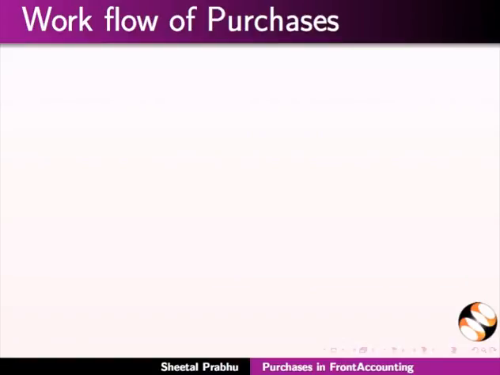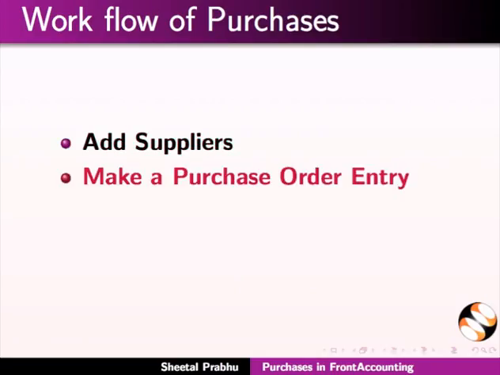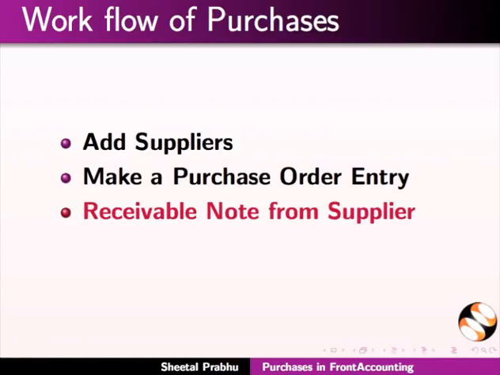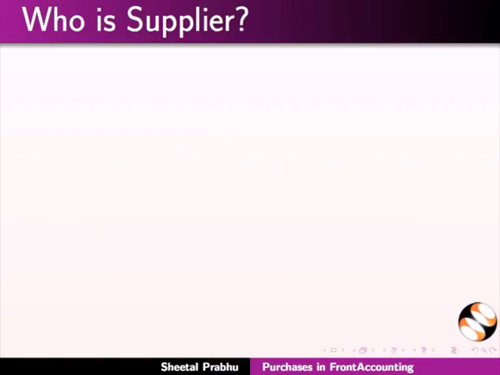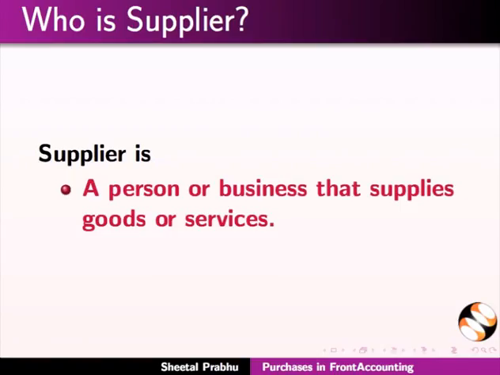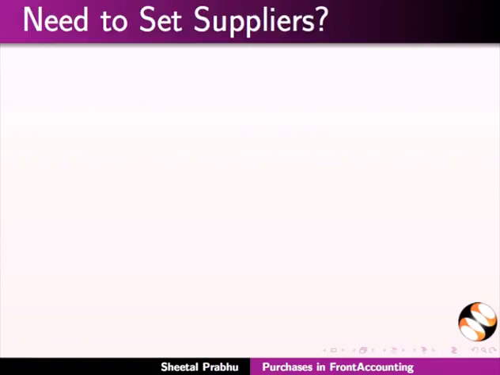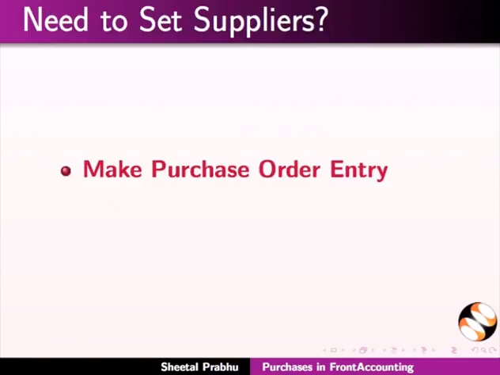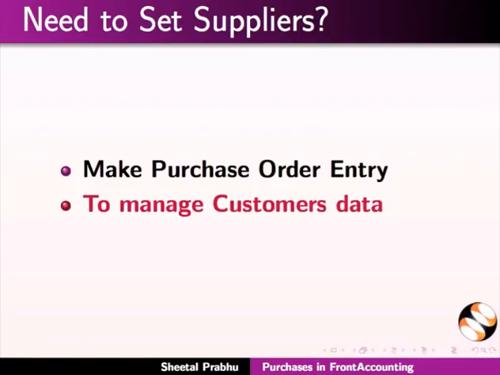The steps to be followed for a purchase entry are add suppliers, make purchase order entry, receivable note from a supplier, supplier's invoice. But first, let us understand the meaning of supplier. Supplier is a person or business that supplies goods or services. We need to set the suppliers to make a purchase order entry and to manage suppliers' data.